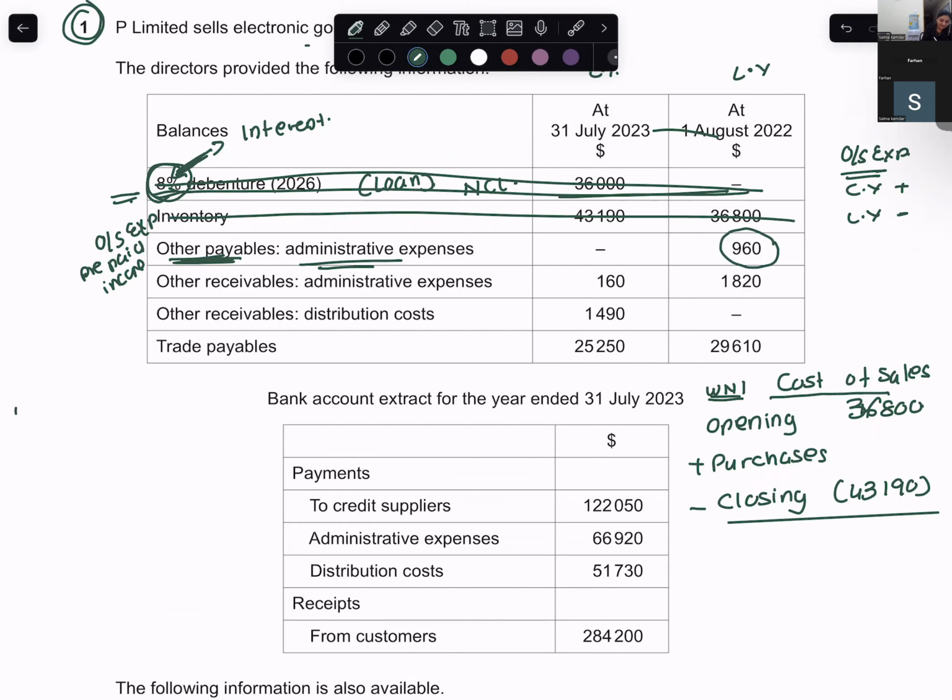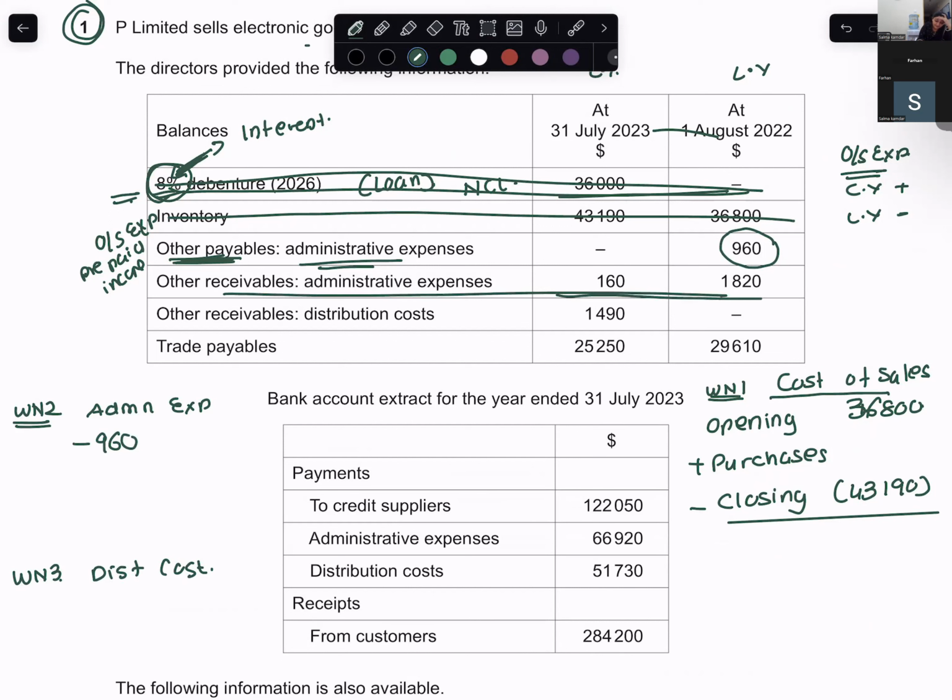You have made working note number 2 for administrative expenses, right? And your working note number 3 is for distribution cost. 960 is outstanding of the last year, so you will subtract. Now, other receivables.